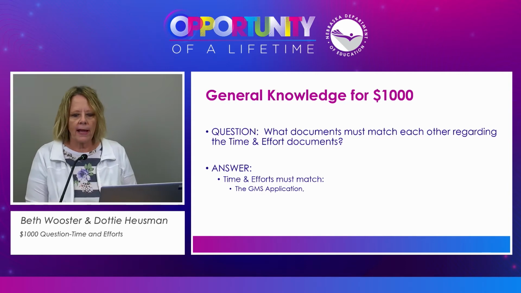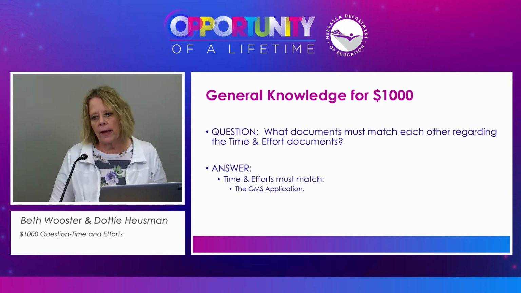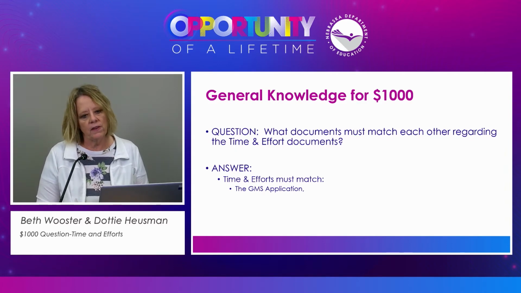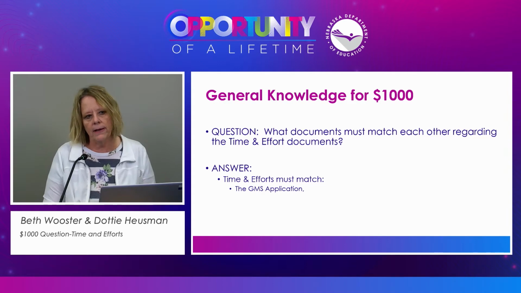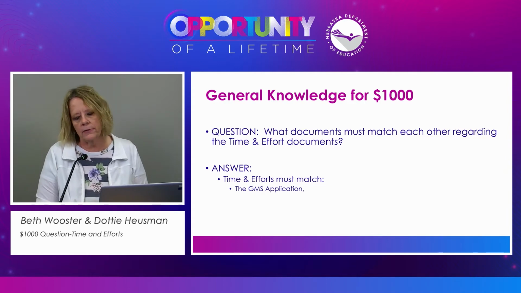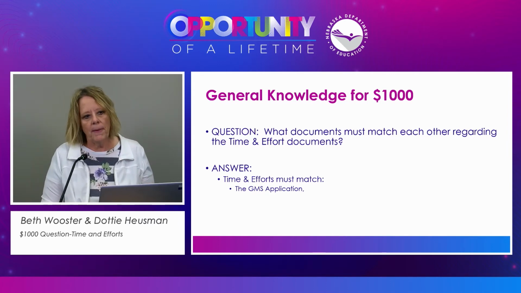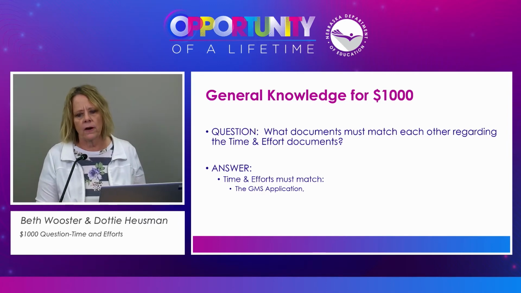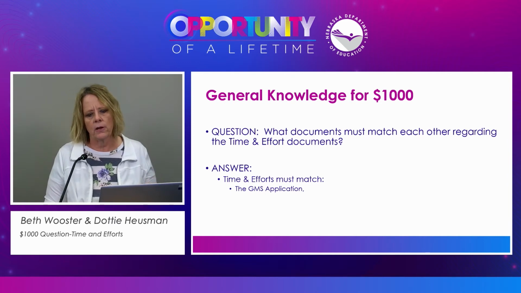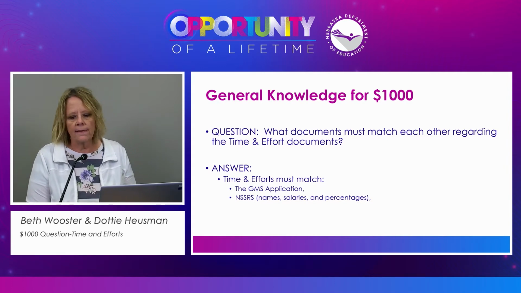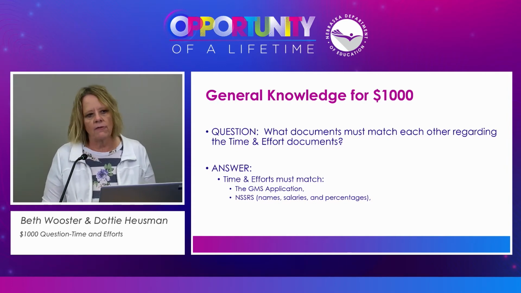The GMS application. So you guys know if you're a targeted school, in your GMS application you are putting specifically who those people are that are being paid with federal dollars in Title I, Title II, Title IV, and any others, Title III, whatever. So make sure that whatever you put on the time and efforts, it also matches your GMS application, which is very, very critical. So that's really step one. So you've got this time and effort, and we're looking at GMS to make sure it matches. The next one is NSSRS. So that's the Student and Staff Record System.